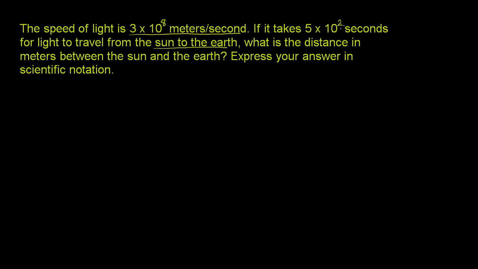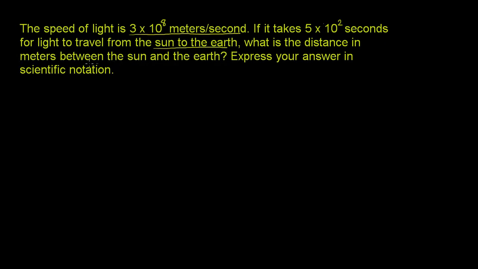So 5 times 10 to the second, that's 500 seconds. You have 60 seconds in a minute, so 8 minutes would be 480 seconds. So 500 seconds would be about 8 minutes 20 seconds. So it takes 8 minutes 20 seconds for light to travel from the sun to the earth.